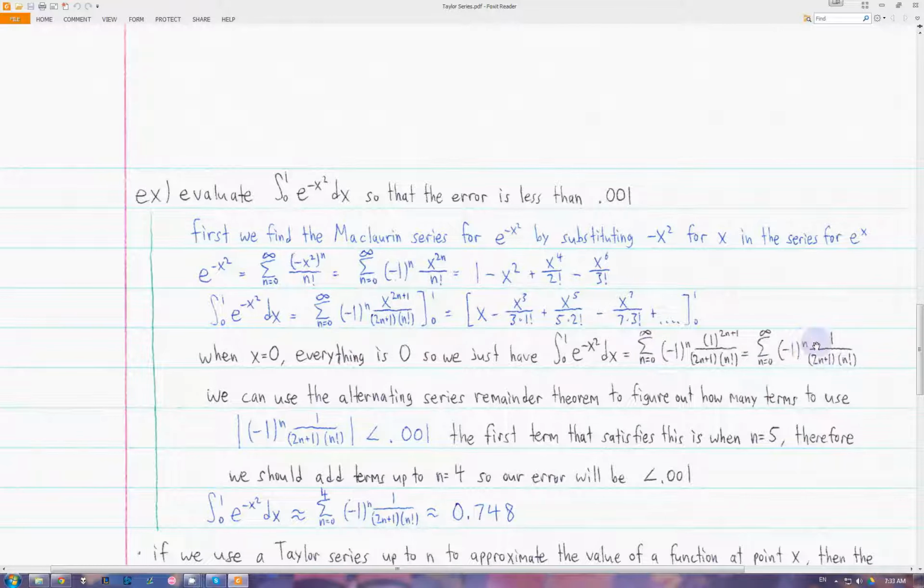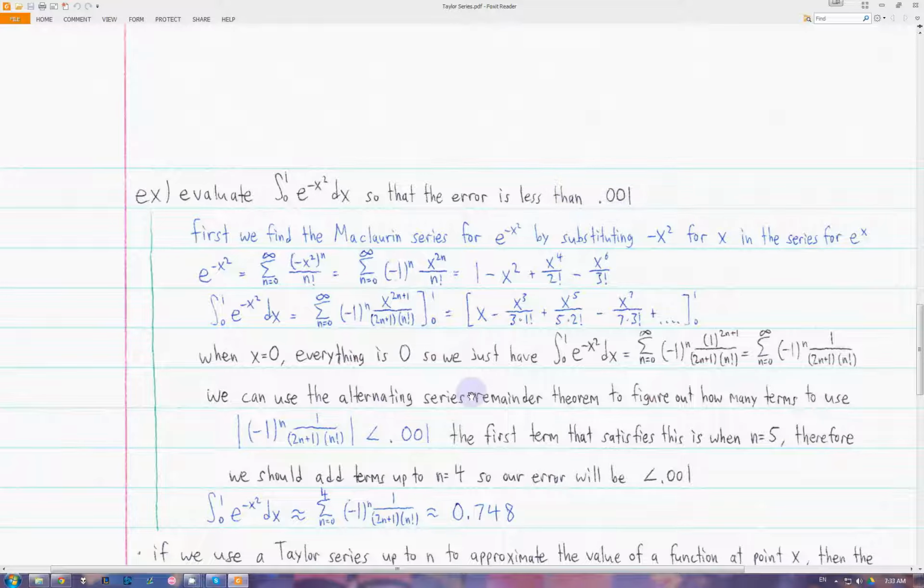So we need to find the value of this infinite series. And of course, it's kind of hard to add up an infinite number of terms. So we can just use a partial sum, but first we need to figure out how many terms we should add up in order to get an answer that is accurate to 0.001. We want our error in approximation to be less than this.